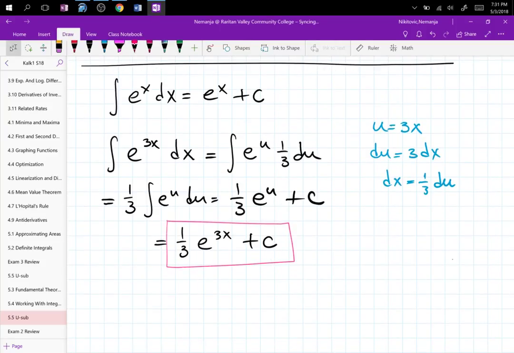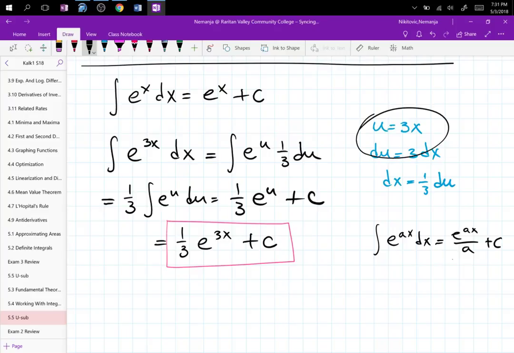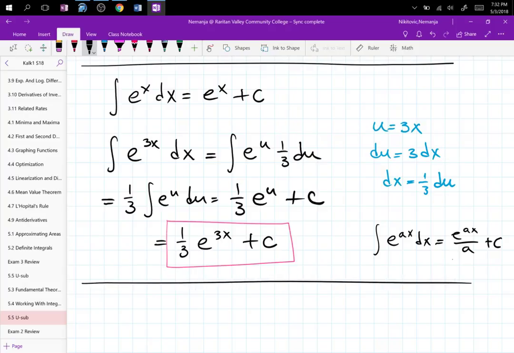Now I did ask you to memorize the formula for this, and the formula said the integral of e to the ax dx is e to the ax over a plus c. Well, you see that the 3 from the exponent became just over 3, which follows this formula. But you don't have to memorize the formula, because the same principle that we are learning now applies everywhere.